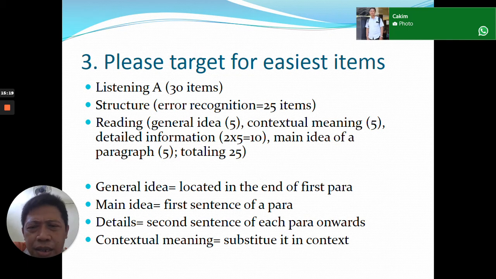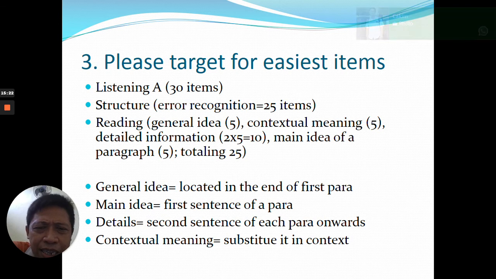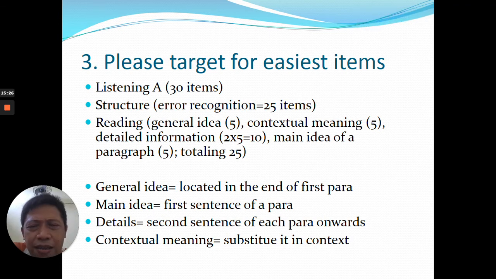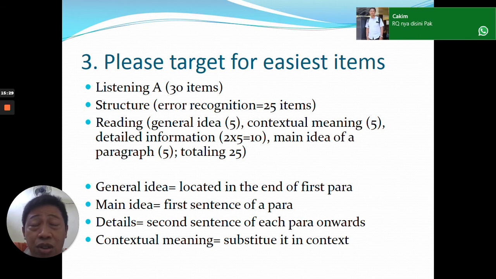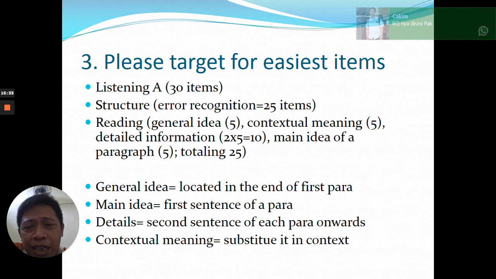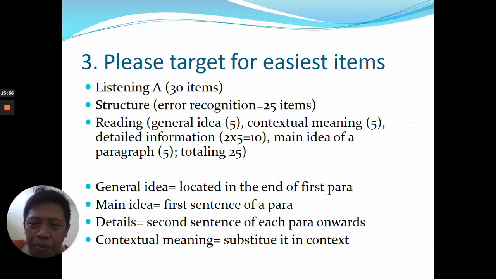What about reading? Reading, general idea usually, because there are six short essays in reading. The general idea of each essay is going to be asked. So five contextual meaning, five detailed information. 2 times 5, 10. So two questions for each item. In total 10, plus the idea of paragraph 5, totaling 20, 25. Which one is then the easiest? Well, the easiest is actually the general idea.